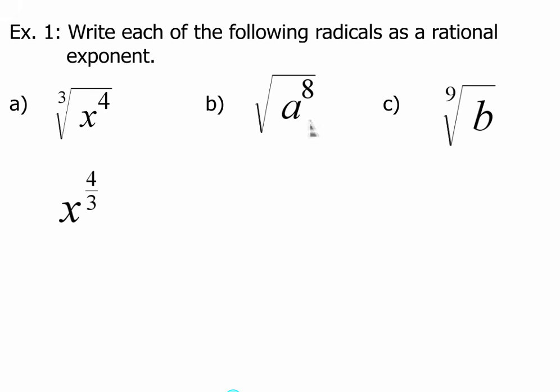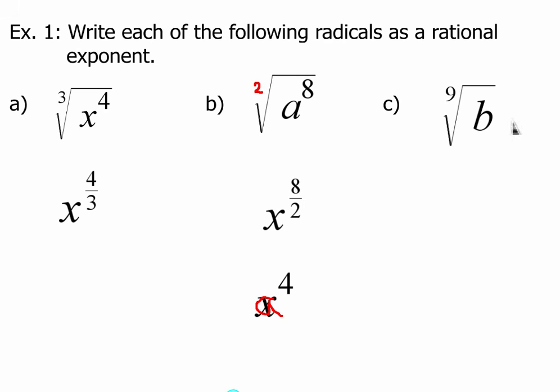Next, the square root of a to the 8th power. One thing with this one, we don't have an index. If you remember from a couple slides back, if we don't have an index, it's assumed to be 2. So this becomes a to the 8 over 2 power, which, 8 divided by 2 is 4. This should be an a, not an x, but whatever. This would be a to the 4th power.